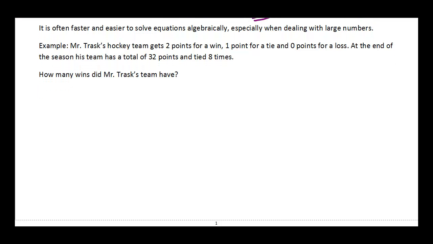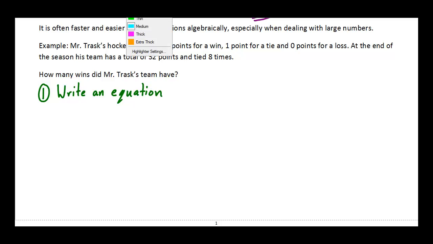All right, if we want to do this algebraically, there's a number of steps we're going to follow. I'm just going to lay them out here. The first step is to write our equation. So I'm going to go back through my question and highlight anything that stands out to me as possibly being important. For example, 2 points for a win, 1 point for a tie, 0 points for a loss. Well, those rarely ever happen. At the end of the season, a total of 32 points, and he's tied 8 times. So I've got a bunch of numbers there that I think might be important.